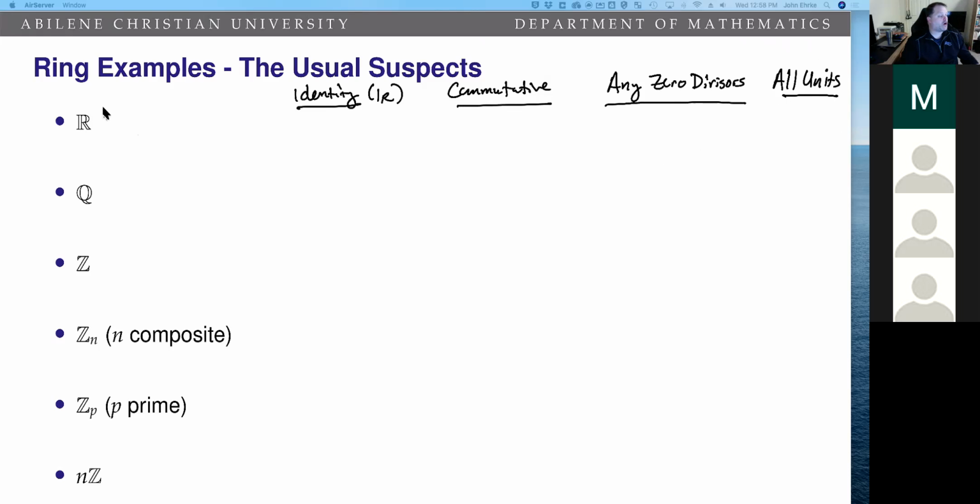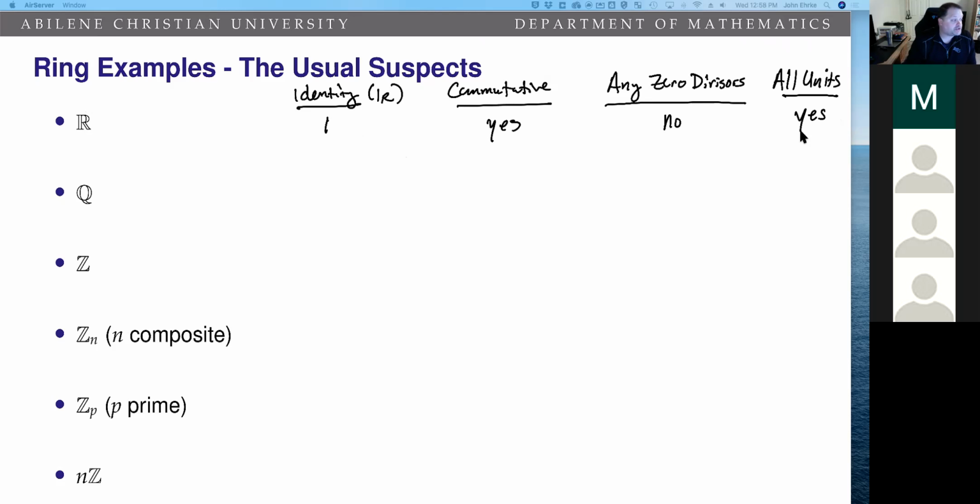So if we start with R, the identity element for the reals is 1. It is commutative, and there are no 0 divisors. In the real numbers, the only way to get a product of two things to be 0 is for one of the two things to be 0. In the reals, does every element have a multiplicative inverse? The answer is yes. So the real numbers are a commutative ring with identity.